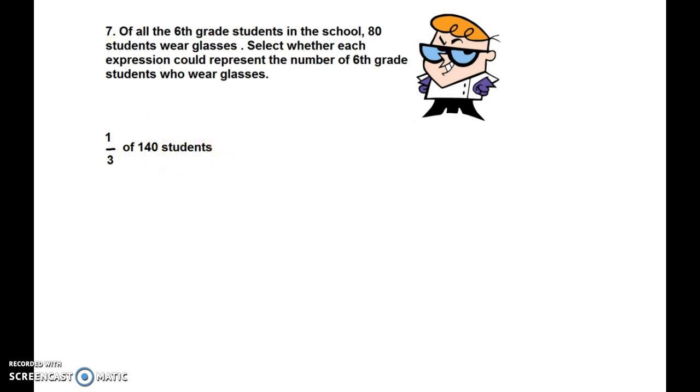So the big key word here, as I told many of you guys in class, is "of." When we see "of," we think multiplication. So "of" is going to equal x, or multiplication. Okay? So all these have the word "of" in there. So you're going to think multiplication for all these questions on there.